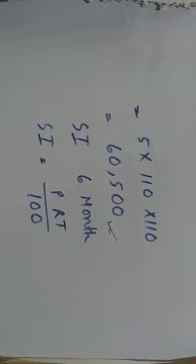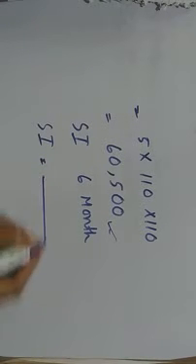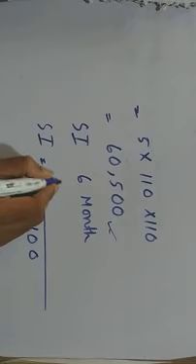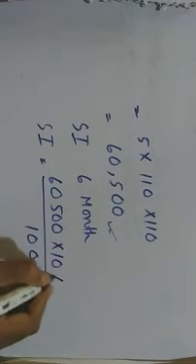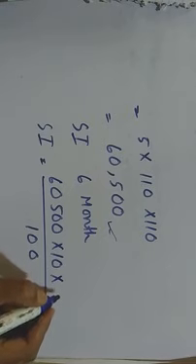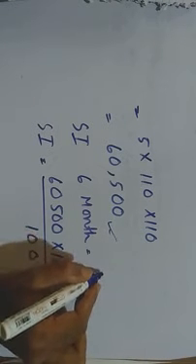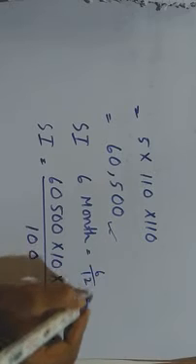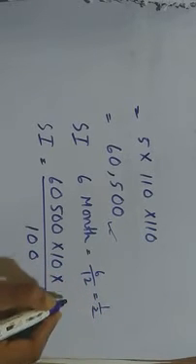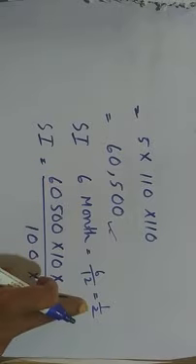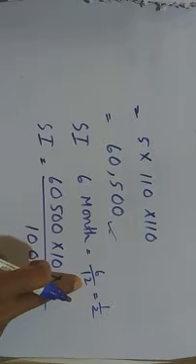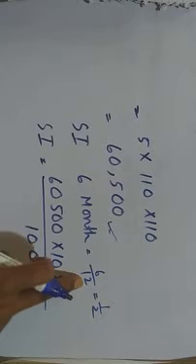Now here, after writing this line, simply substitute the value. Our principal will now increase to 60,500. Our rate of interest is 10%. Time is 6 months. So 6 months we can write in years as 6 divided by 12, so it will be 1 by 2 years. In 1 year there are 12 months, so it will become half.